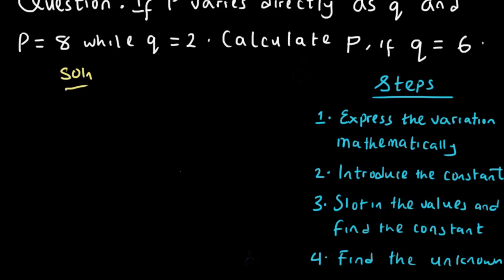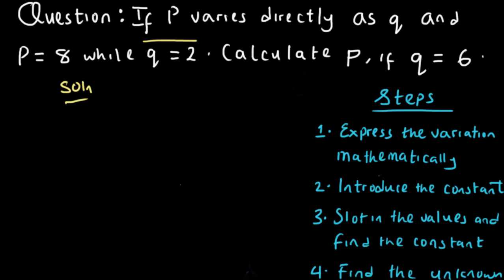Does that make sense? So the first step is to express the variation mathematically. Now let's read the question. If P varies directly as Q, how do we represent direct variation mathematically? So we are going to be having P varies directly as Q. Can you see? This is the variation symbol. P varies directly as Q.